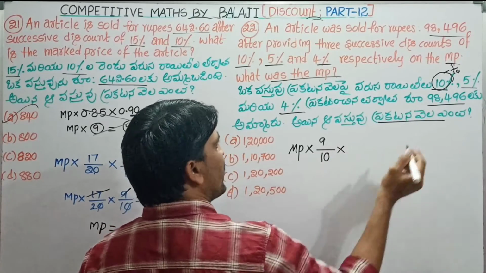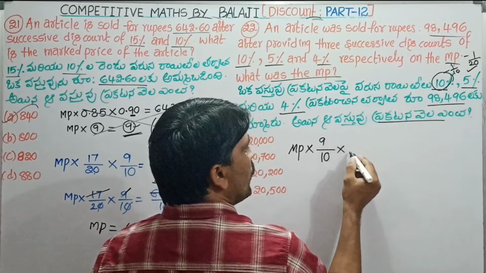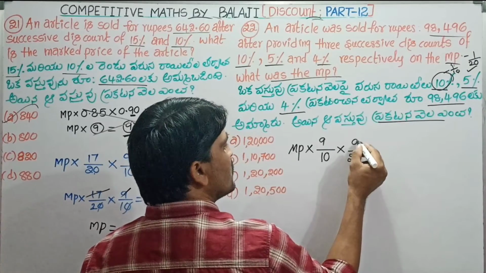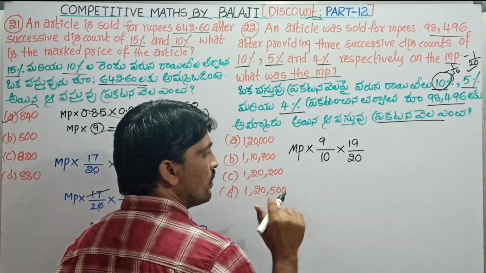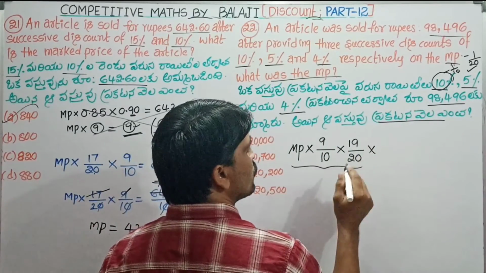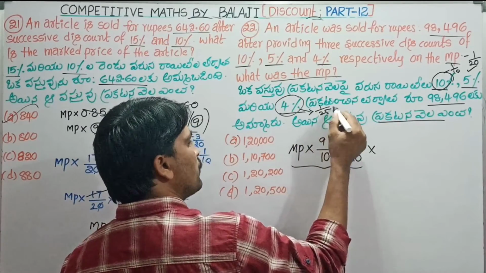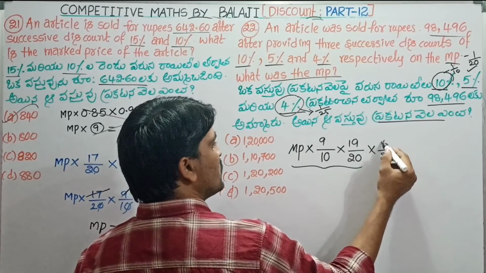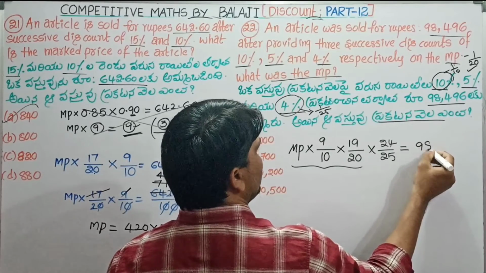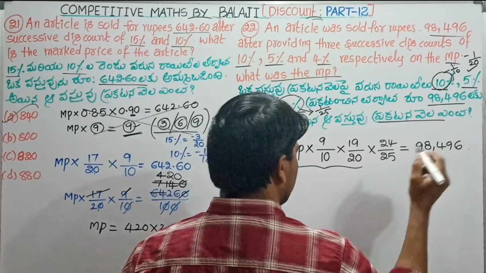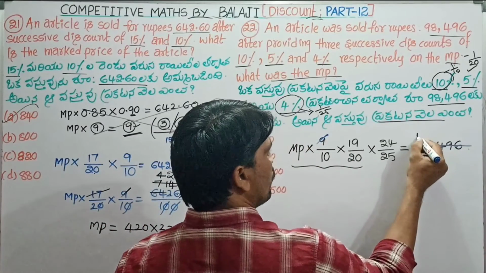On this reduced price, again he allowed 5% discount. 5% fraction value is 1/20. If the market price is 20 units, then the selling price is 19/20 times of MP into 9/10. Again, on this reduced price, he allowed 4% discount. 4% fraction value is 1 by 25. So the selling price is 24 by 25 times of this second reduced price, which is equal to 98,496.